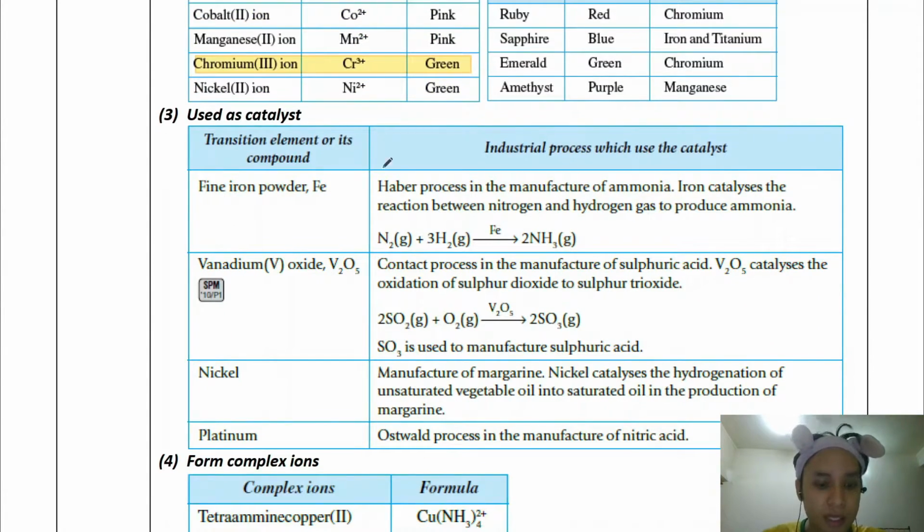For catalyst, the meaning of catalyst here is that your transition elements speed up the chemical reaction, meaning they make the chemical reaction go faster.